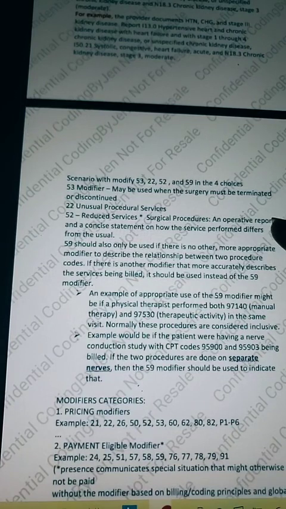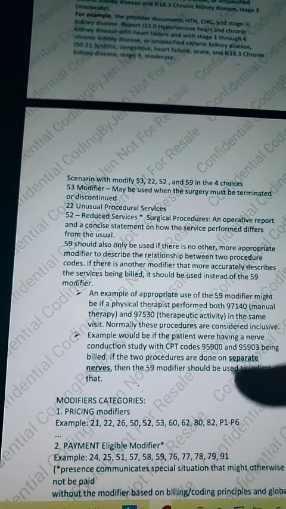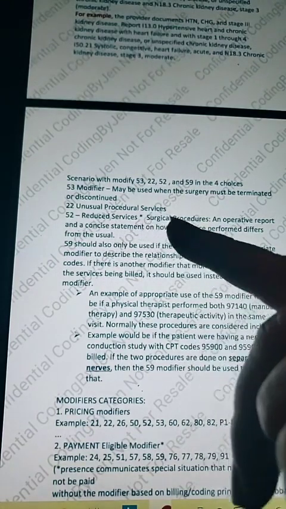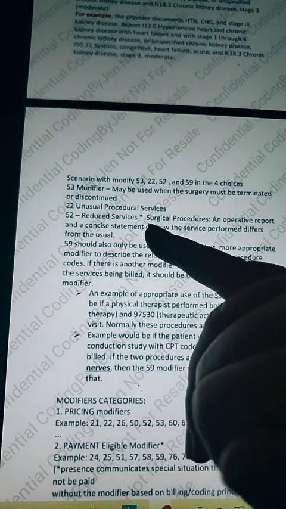Unusual procedure services and reduced procedure services can be on that exam. For reduced, the CPC example that they love to use is a colonoscopy. If they only ended up doing a flex sig or stopping before they got to the cecum, don't code a cecum or a flex sig. You go on and code your colonoscopy because that was the plan. That's what they did. He did the prep for that, the patient and the physician. They were going to do it, but then they had to reduce the service because they stopped before they got to the cecum. So that's when you would use 52.